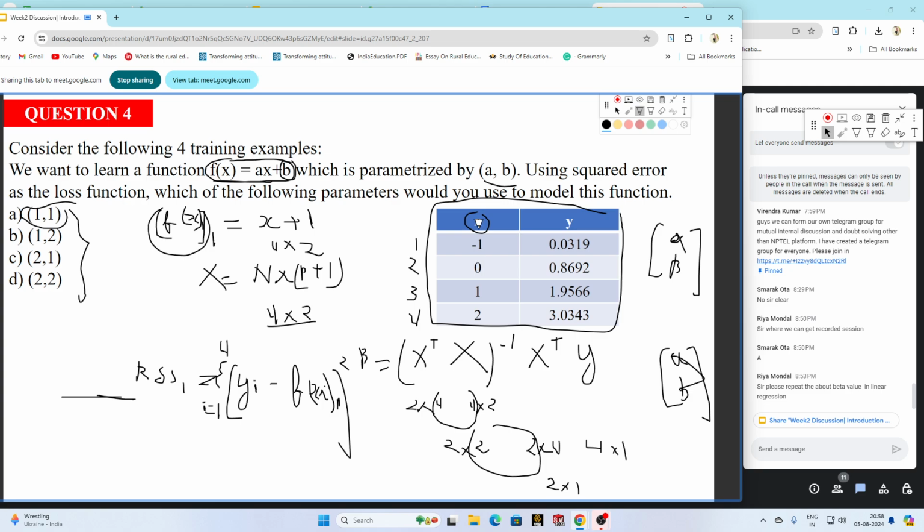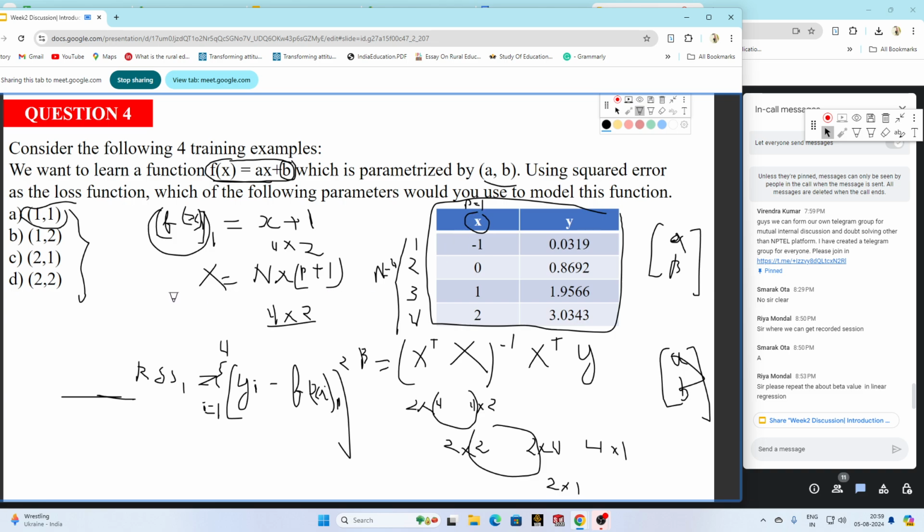We have one input: minus 1, 0, 1, 2. We have actually 4 data points, that means n equals 4, and we have one input, which means p equals 1.